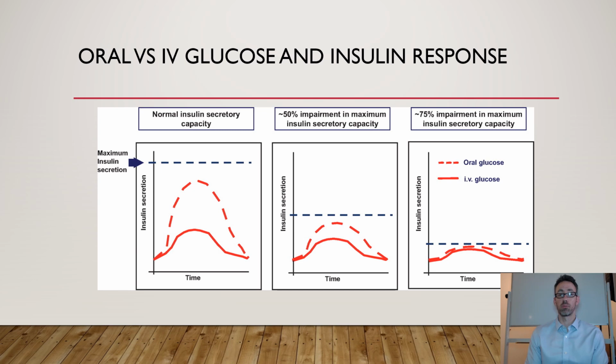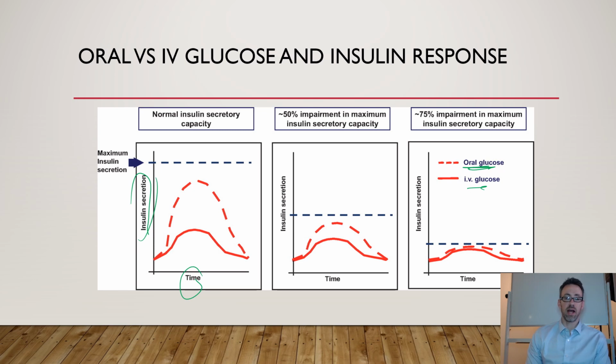So we usually have a more profound oral response, and this graph is what you're seeing with that. Over here in the first box is, again, over time, the insulin secretion, and the dashed line over here means oral glucose, and the solid line is IV. And you'll notice that the oral glucose far exceeds the IV glucose secretion.